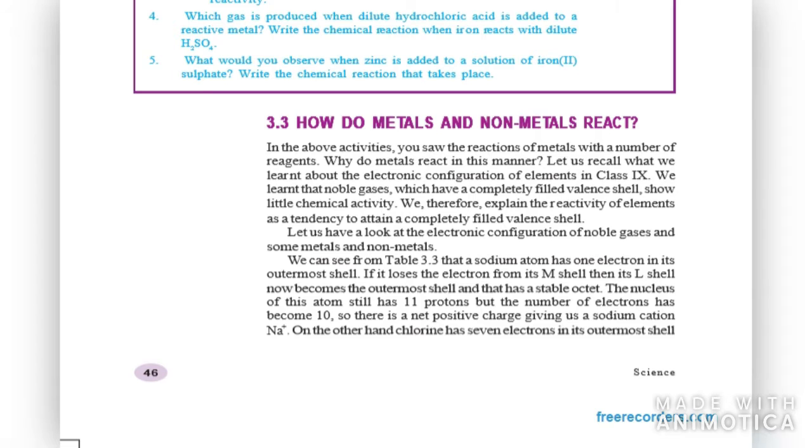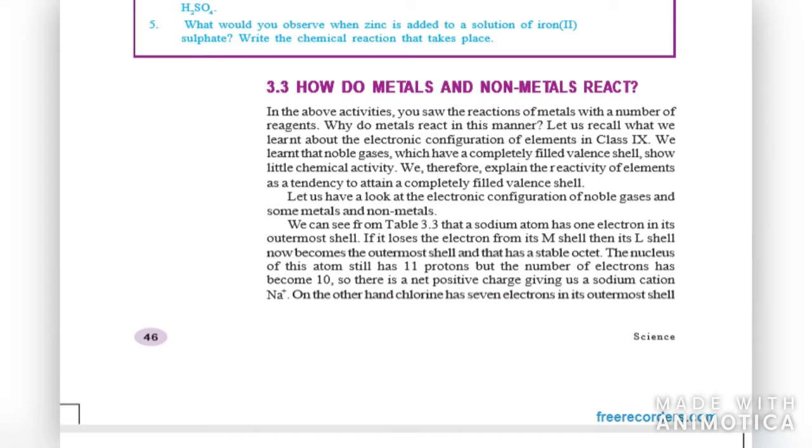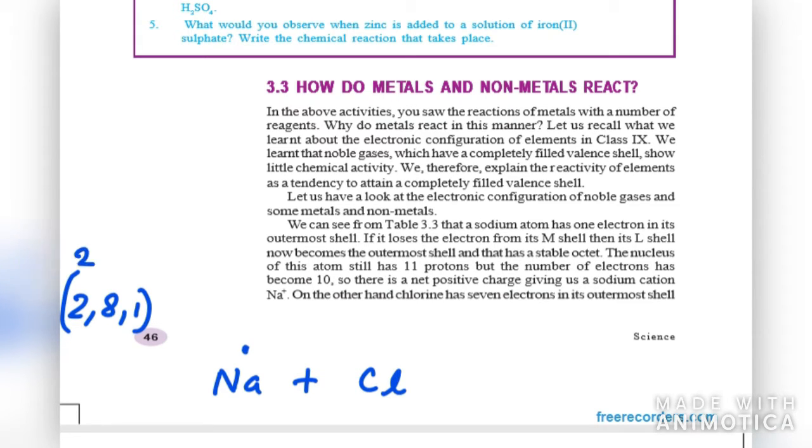Then we have, how do metals and non-metals react? So in this case, we should know all the valencies. So let's start with it. We would be taking one metal and one non-metal. Suppose I have sodium. Now sodium, as you know, is 2, 8, 1, sorry, 2, 8, 1, which basically means it has one extra electron. Then suppose I have chlorine. Chlorine is actually 2, 8, 7, that is 17.